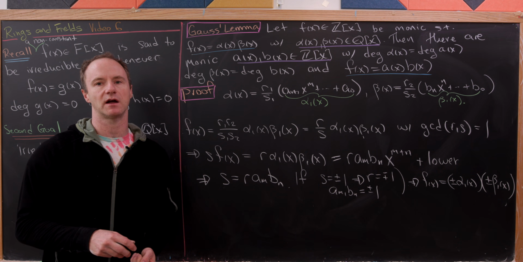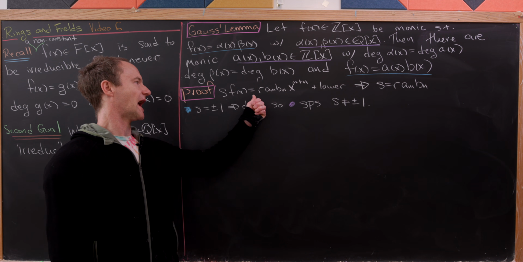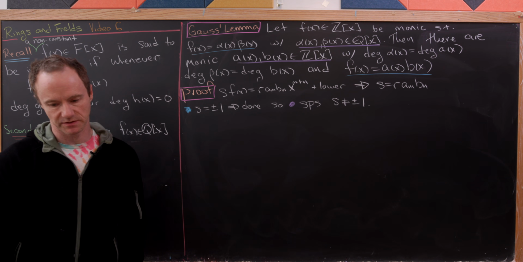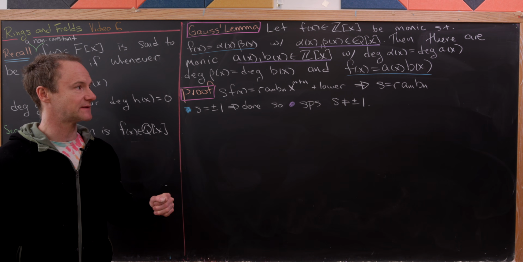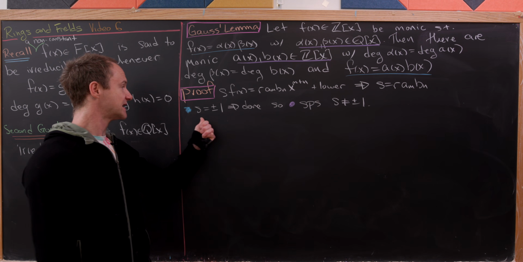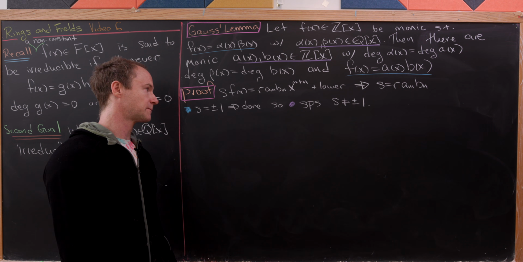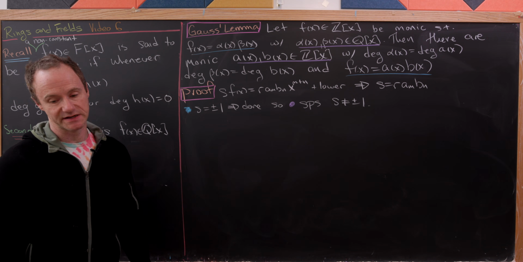So let's look at that on a clean board. Let's recall that we wrote s times f of x as r a_m b_n x to the m plus n plus lower order terms. And from extracting coefficients, we found that s was equal to r times a_m times b_n. Now, in the case that s was plus or minus 1, we're done, so we're not going to talk about that anymore. That means we need to look at the case when s is not plus or minus 1.